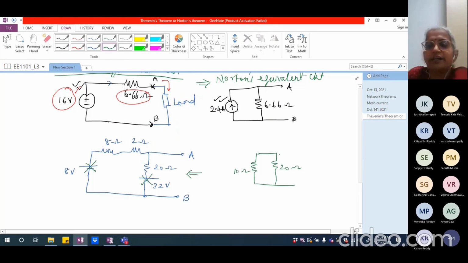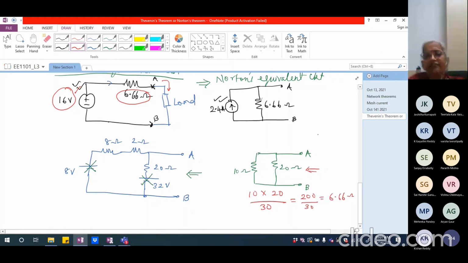Okay. And here is my terminal A and this is going to be terminal B. And I'm going to visualize the circuit from this side and see what is the equivalent resistance. It is 10 multiplied by 20 divided by 10 plus 20. Right? So this is going to be 200 divided by 30. Hopefully this should work out to again 6.66 ohms.